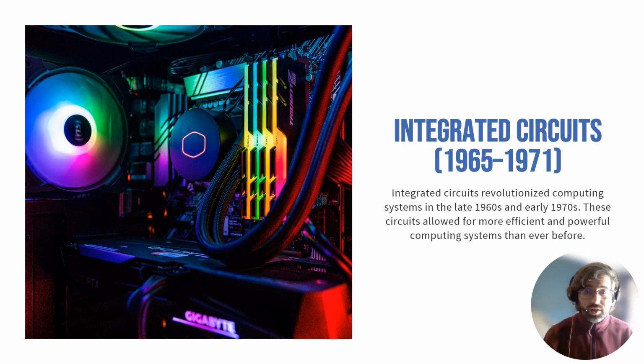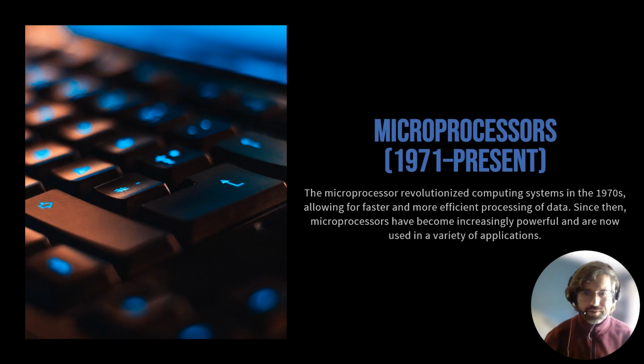The third generation of computers is the era of integrated circuits from 1965 to 1971. And these really revolutionized computers. It was also the first time that we started using silicon chips in computers. So if you've ever heard the term Silicon Valley, well, that's because that's where they were manufacturing those silicon chips. That is the third generation of computers.